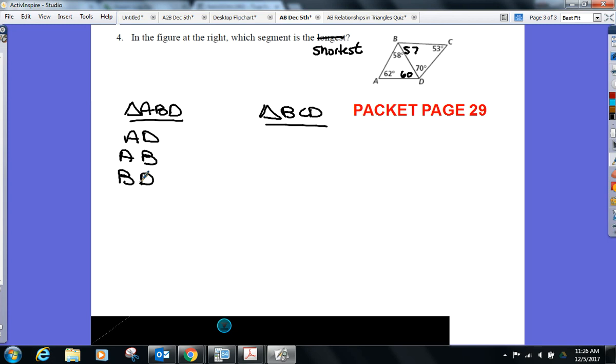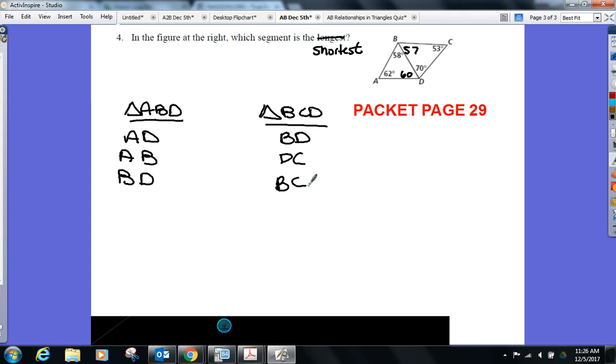Let's go to BCD now. What's the smallest angle in BCD? 53. 53 is across from BD. Next biggest angle is 57. That's across from DC. And the biggest side would have been BC. And the question is, what's the shortest? Okay, and I think this is where I got cut off.